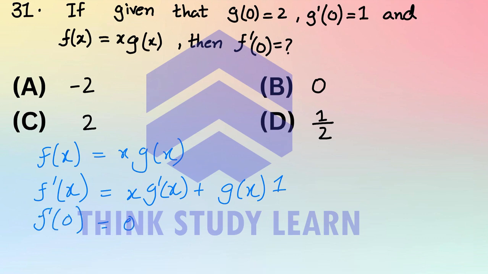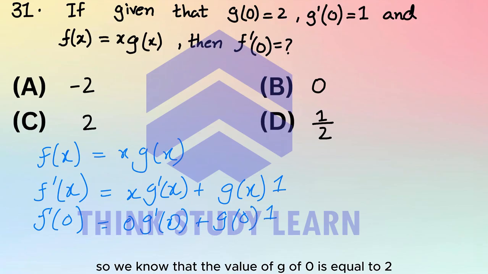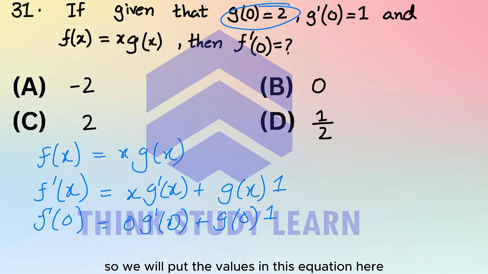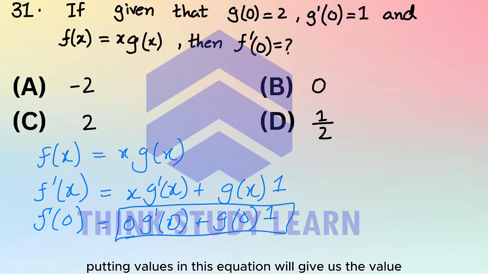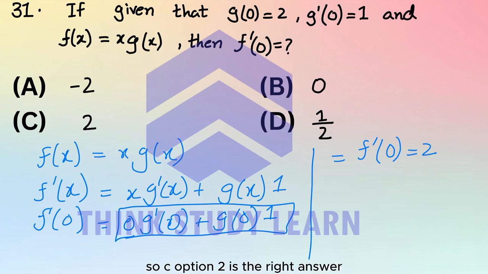So putting the values, f'(0) we have to find. In place of x we will put 0: 0·g'(0) + g(0)·1. So we know that the value of g(0) is equal to 2 and g'(0) is equal to 1. So we will put the values in this equation here. So putting values in this equation will give us the value f'(0) = 2. So C option, 2, is the right answer.